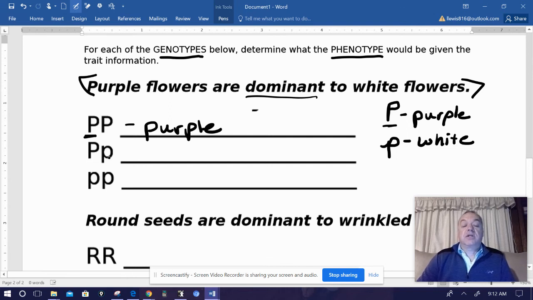Now, if we have uppercase P and lowercase p, the uppercase P is purple, the lowercase p is white. Because there is an uppercase P that codes for purple, it will mask or cover up the white, so these flowers will be purple. If we have a lowercase p and a lowercase p, we don't have the dominant trait, so that will not mask the recessive trait being white. So these flowers, their phenotype will be white.